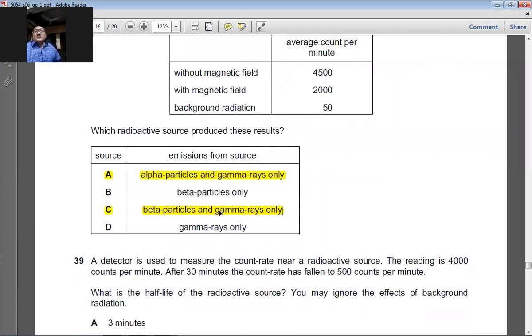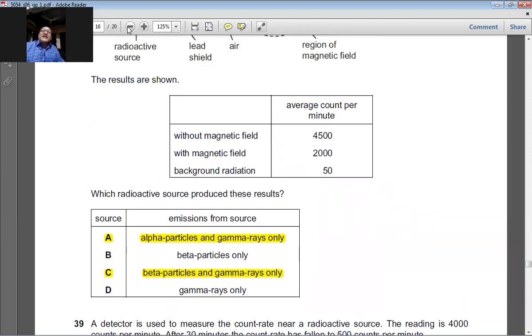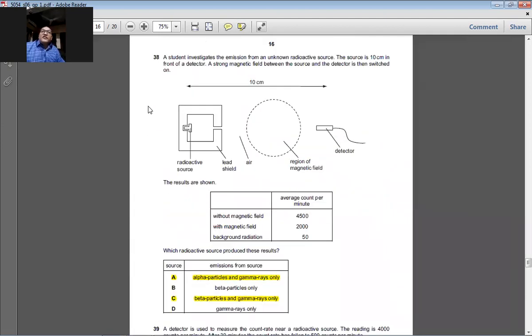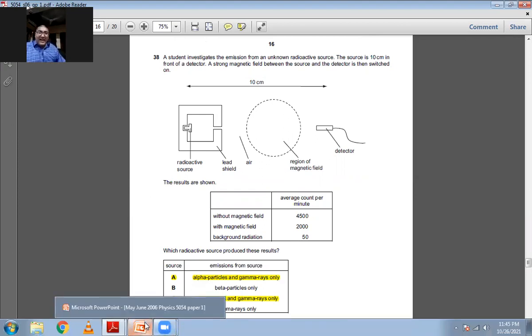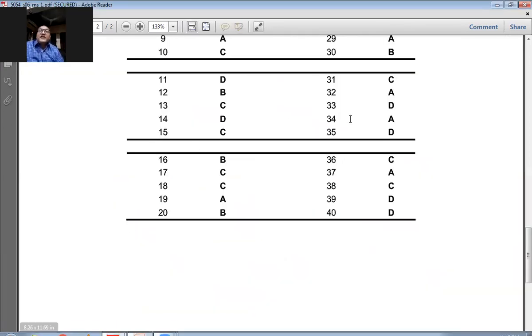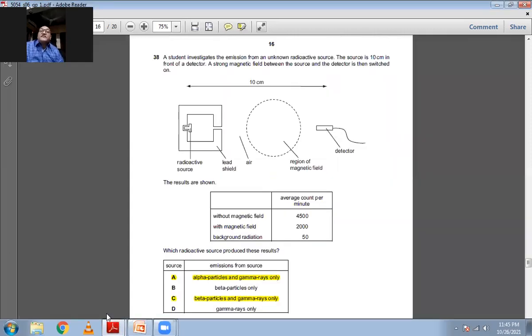So the right answer is, sir, C, beta particles and gamma rays only. So we think that the question number, let me reduce the size so you can see the whole question. So question number 38, I think C is the right choice. You see, at the end, there were two statements, and then we rejected the A part, because alpha particles cannot travel 10 centimeters in air. So C is the right choice for question number 38. Let's check. Question number 38, C is the right answer, sir.